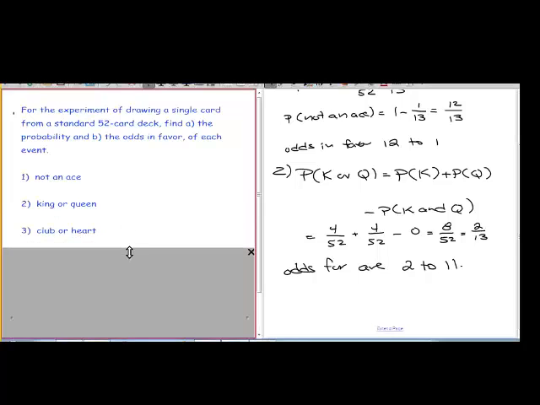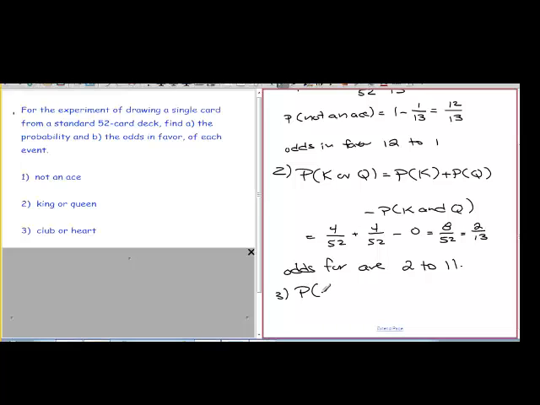So that's pretty easy. And this is a kind of problem that I would put on the test to test you on your knowledge of using the stuff in this particular chapter. Okay, so here we go. Again, you can't be both a club and a heart at the same time. So these are just like the previous one. The difference is the probabilities of the individual events are going to be different because there are more hearts than there are kings or queens.